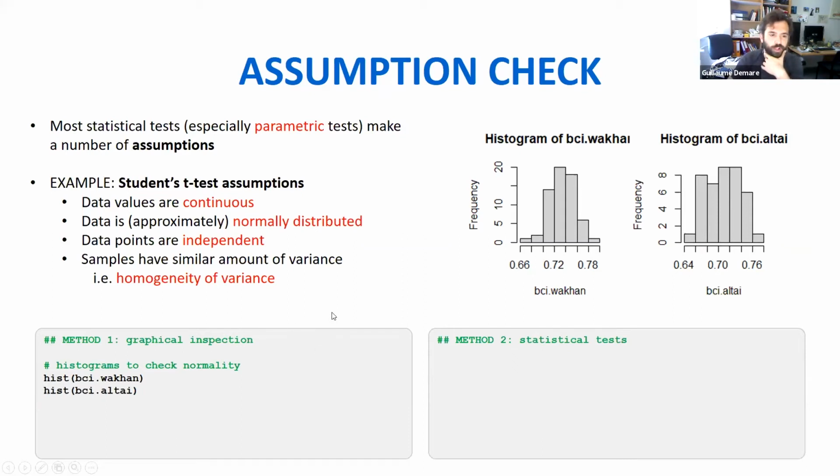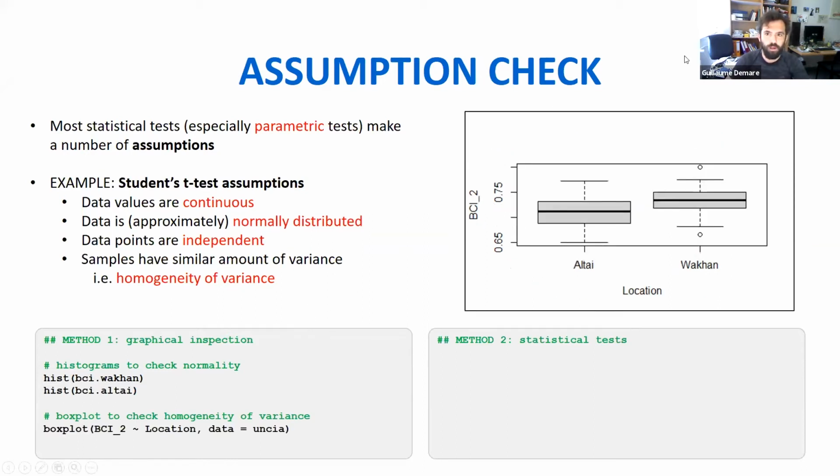Now for homogeneity of variance, similarly, you can look at box plots, because box plots do tell you about the spread of the data. It doesn't look at the variance though, so be careful in your interpretation. This is the code. The function is called boxplot. This is a formula notation.